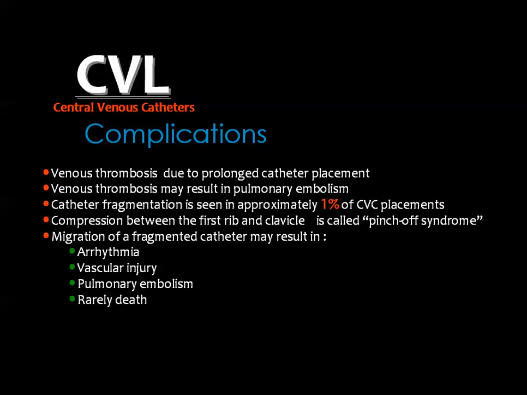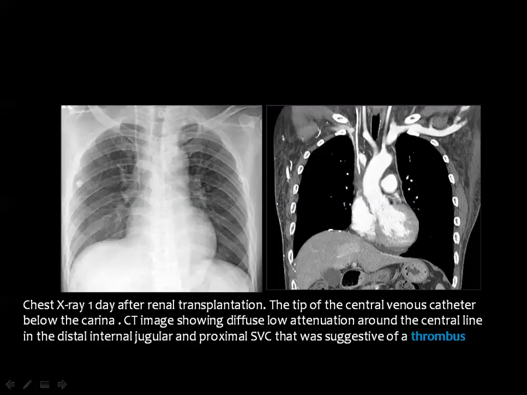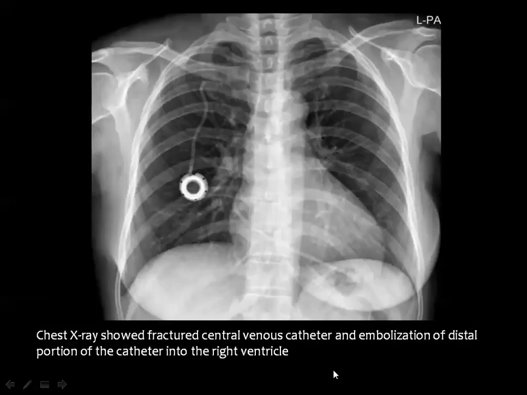The catheter may fragment in approximately 1% of the cases with a distal embolization of the catheter fragment. The catheter may be compressed between the first rib and the clavicle. Migration of the fragmented catheter may result in arrhythmia, vascular injury, pulmonary embolism, and very rarely death. This is the superior vena cava thrombosis, and this is the central venous line catheter. You can see non-opacification of the superior vena cava due to the presence of clotted blood. This diagnosis is only reached either by ultrasound or by CT scan.